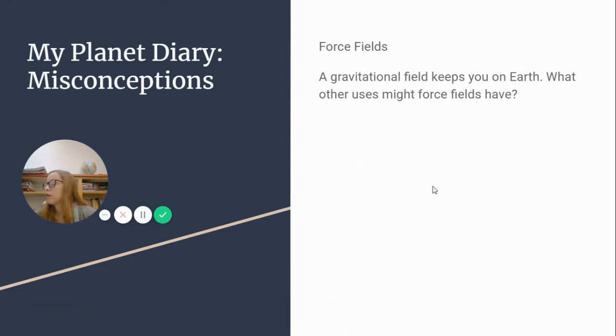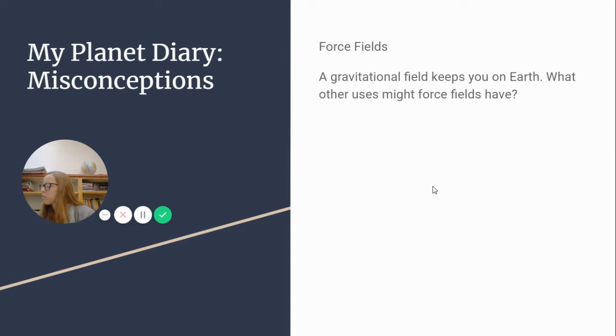Misconception, singular: Force fields exist only in science fiction stories. Fact: Force fields are an important part of your everyday life. You're actually sitting in a force field right now. A force exists around any object that repels or attracts other objects. A giant gravitational force field surrounds the Earth.